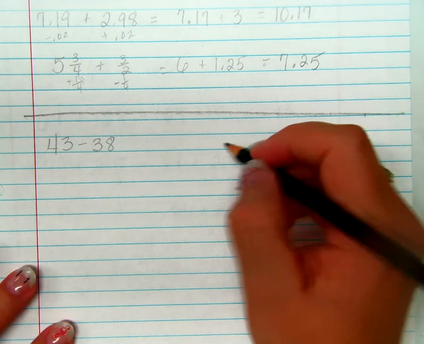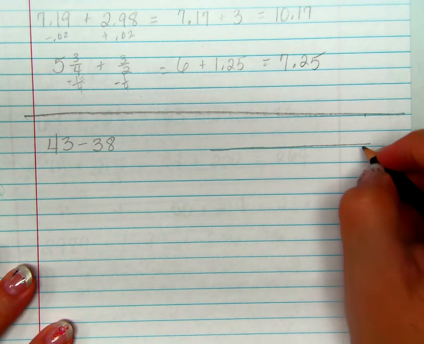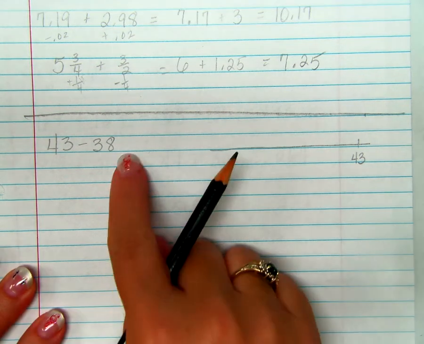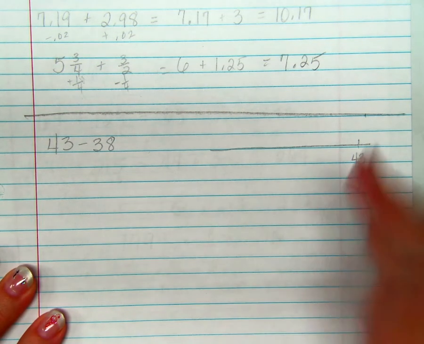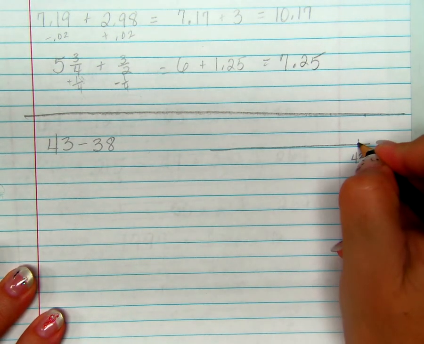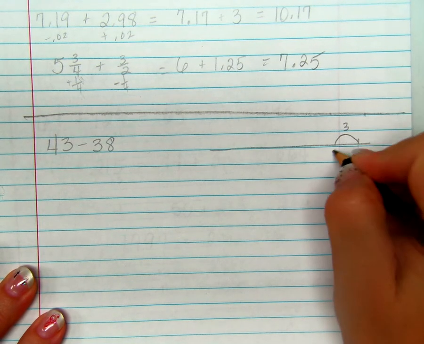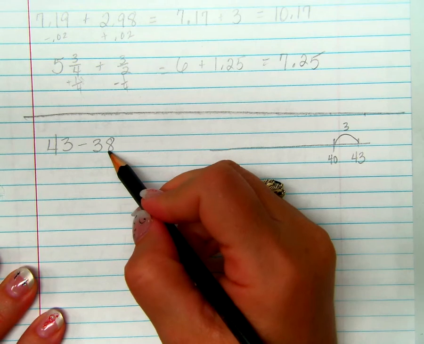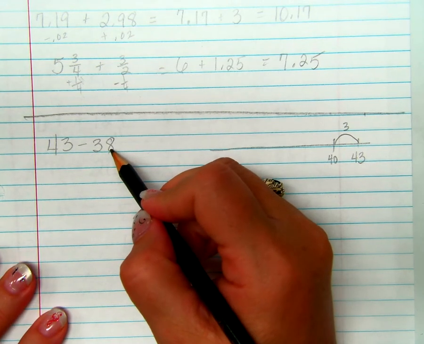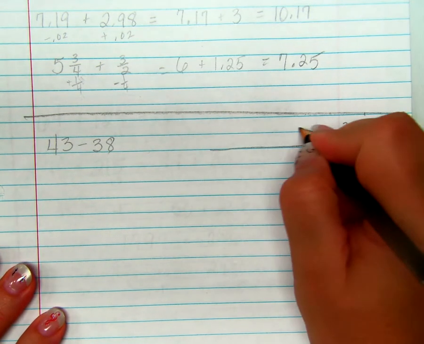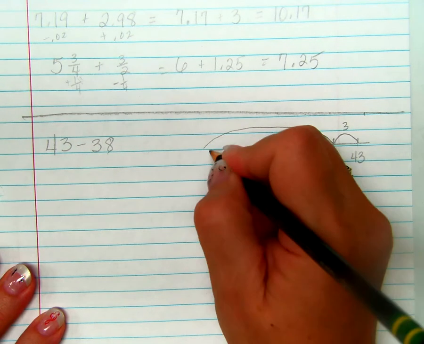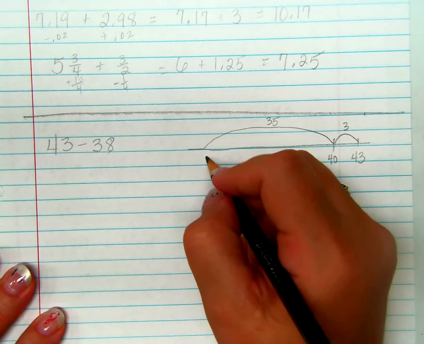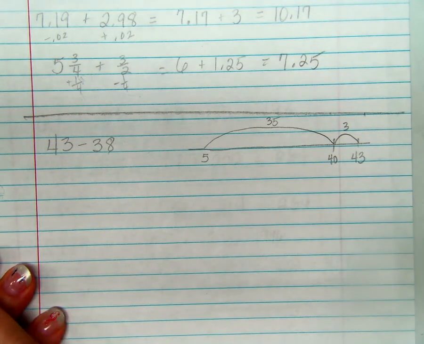Okay? So what if I had a number line? And I started at 43. And I subtract 38. Well, I can't do that all in my head, but I can subtract 3 to get to 40. Right? How much left do I have to subtract if I already subtracted 3? 35. And if I have to subtract 35 from 40, is that an easy subtraction? Yes.